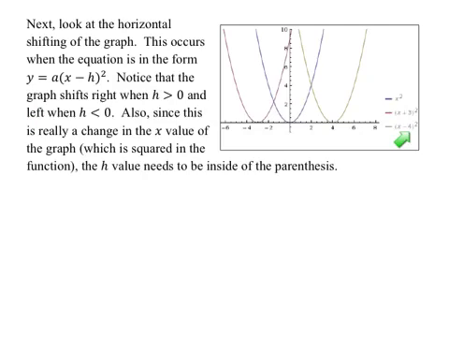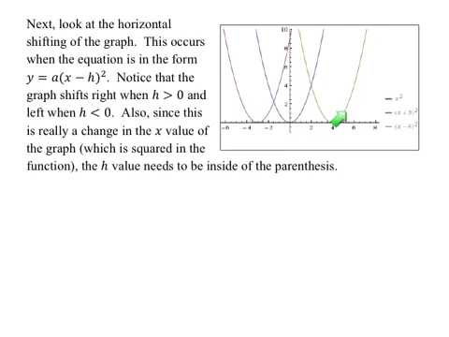So, for example, take a look at this one. The h value is clearly 4. x minus 4, x minus h. Well, h is clearly this 4. And 4 is positive. We're not looking at this sign again. We're looking at whatever's here. 4 is indeed positive. So we have to think about the fact that this is going to shift right 4 units. And there's the graph.